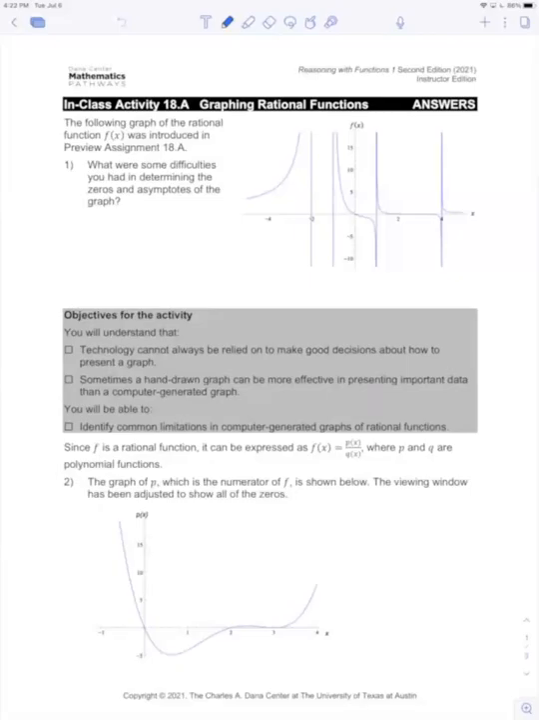In class activity 18A, graphing rational functions. The following graph of the rational function f was introduced in preview assignment 18A. 1. What were some difficulties you had in determining the zeros and asymptotes of the graph?